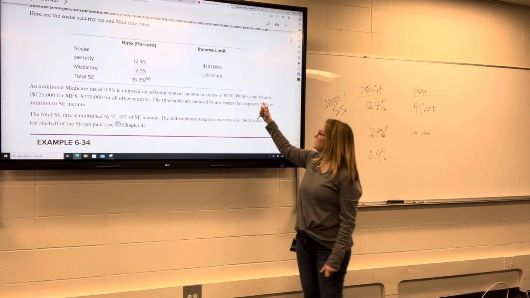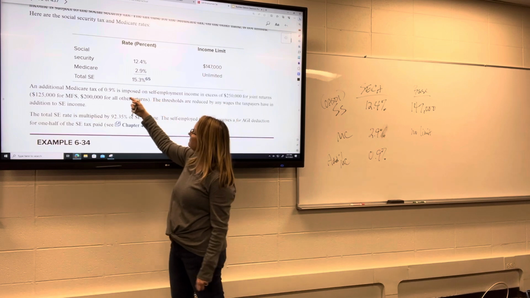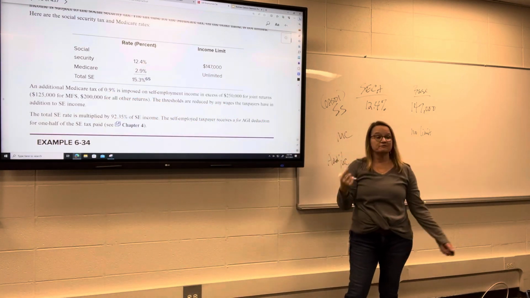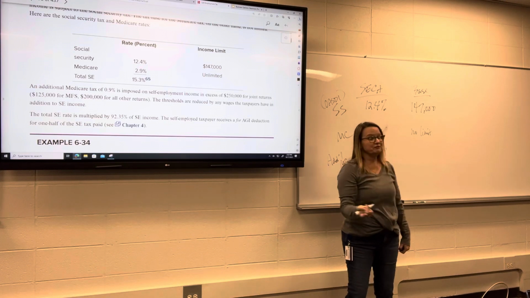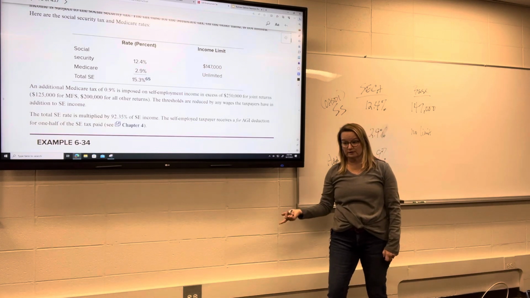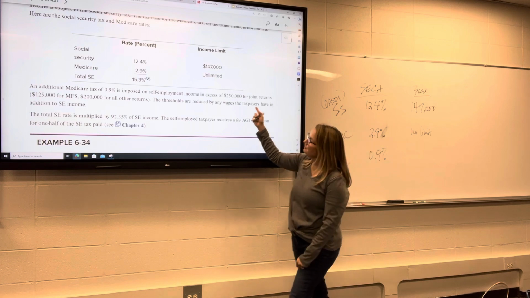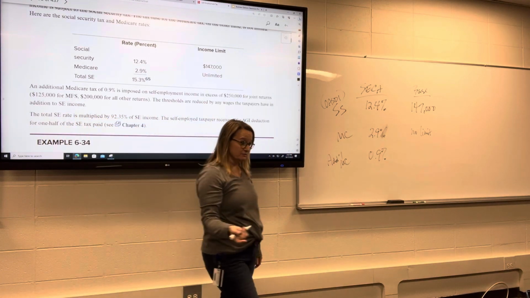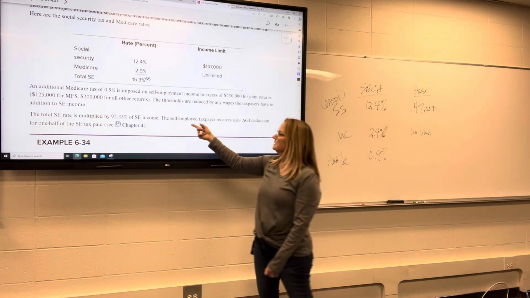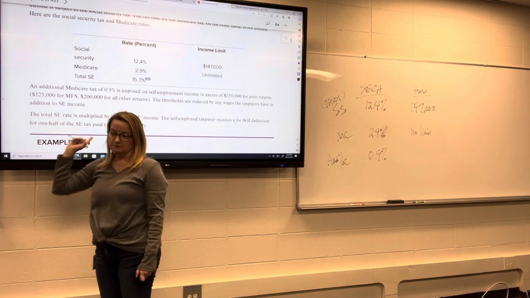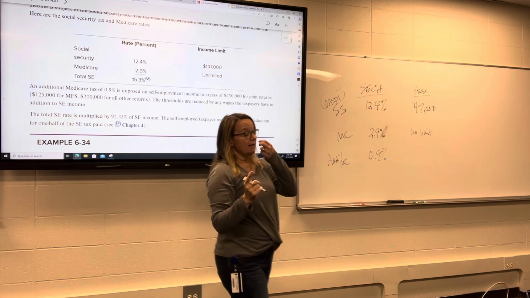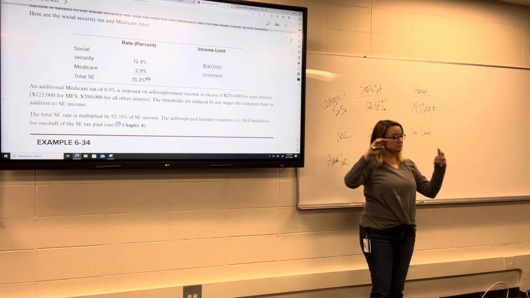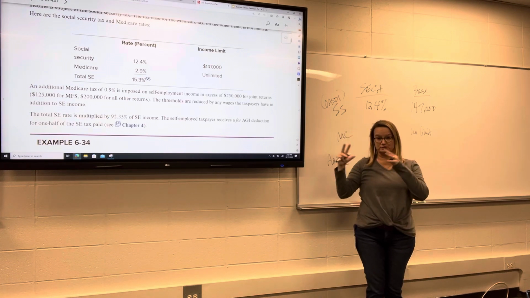So for married filing joint returns, 0.9% is imposed on self-employment income of $250,000 or more, if your filing status is married filing jointly. If your filing status is married filing separately, it's $125,000. $200,000 for everybody else. So you can see that it's entirely possible that that 0.9% is going to have to be adjusted on the actual tax return.